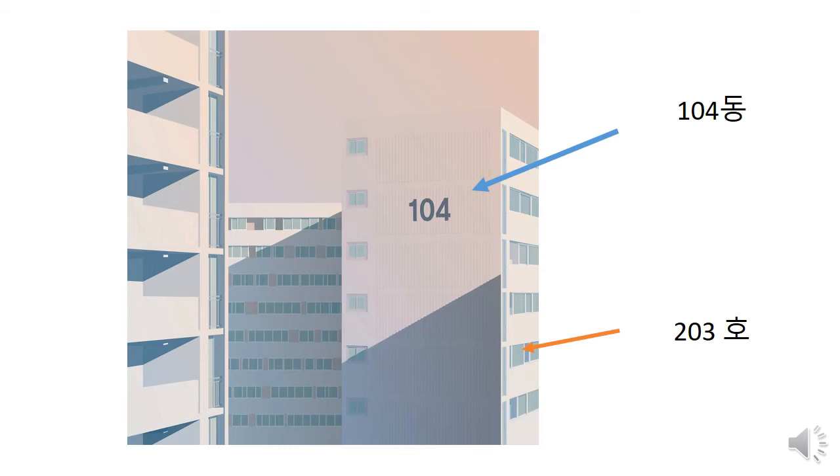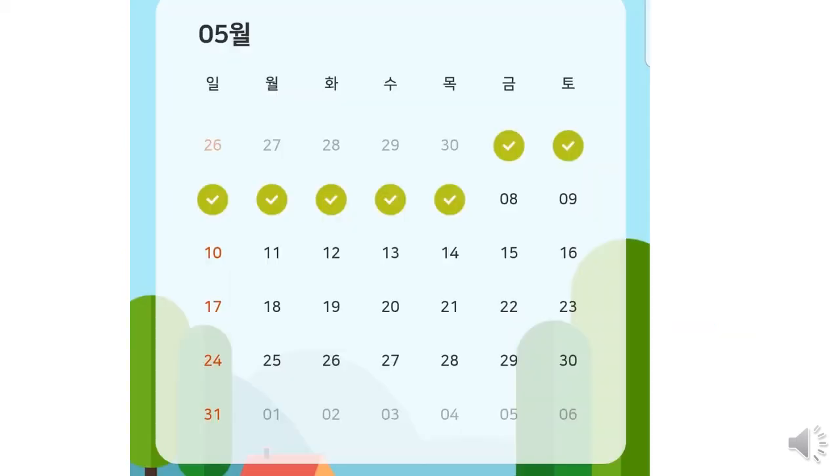And then look at the orange arrow. To indicate each apartment number, we use Sino number 203호. That's how we say. This is a calendar. Numbers are written on the paper. So you use Sino numbers to read these dates. However, to indicate duration of how many days, both Sino numbers or native Korean numbers are used.